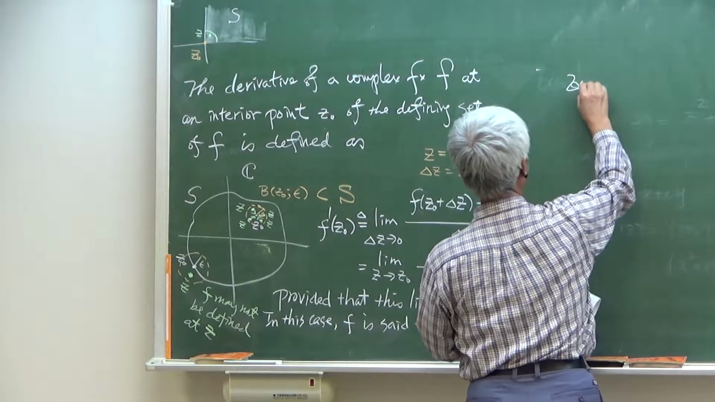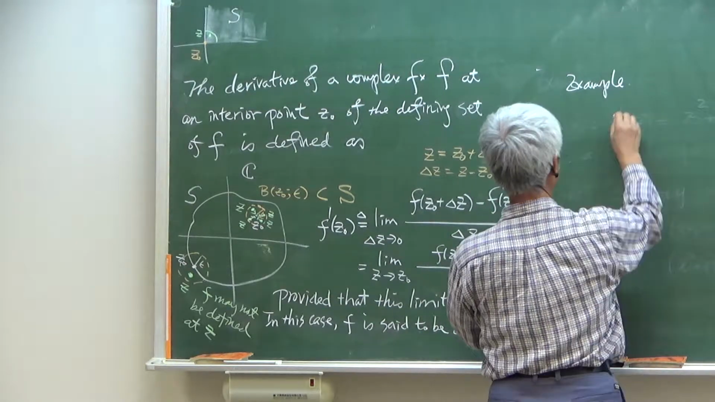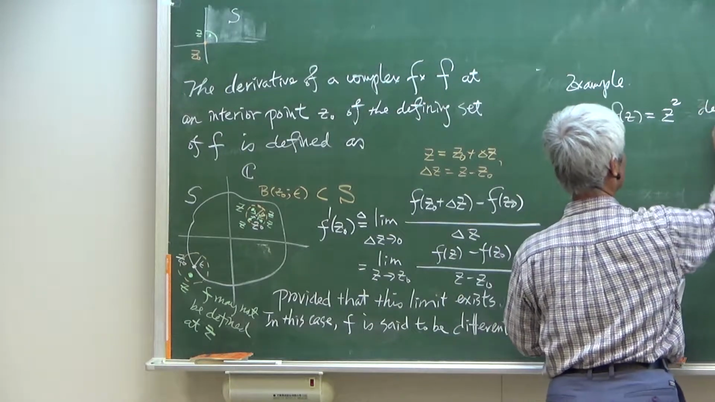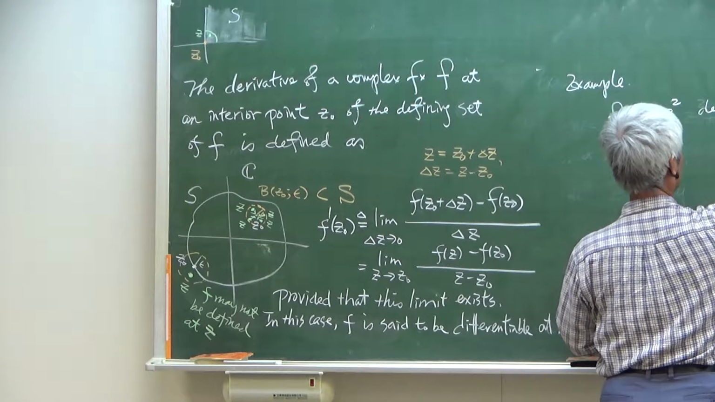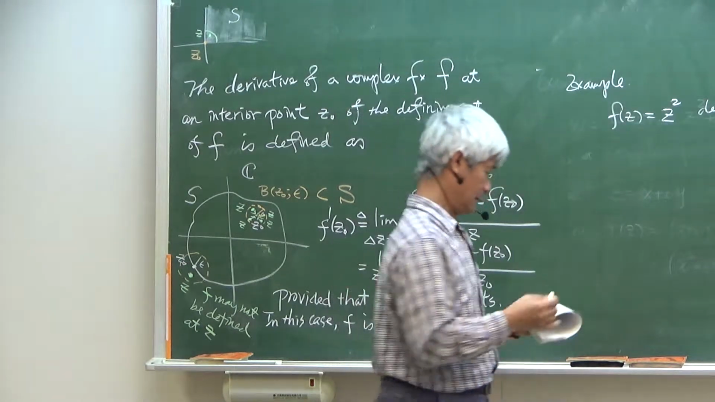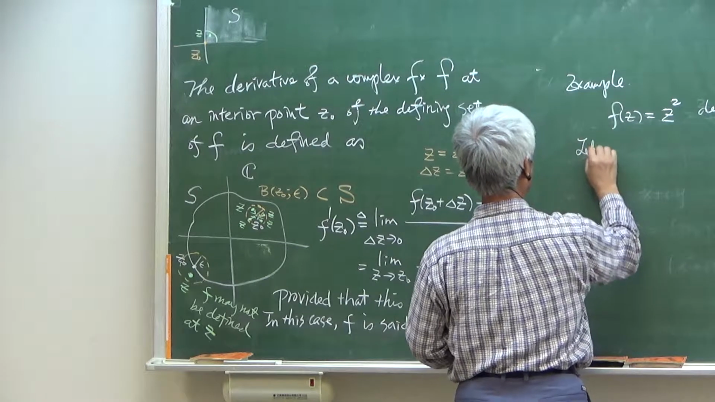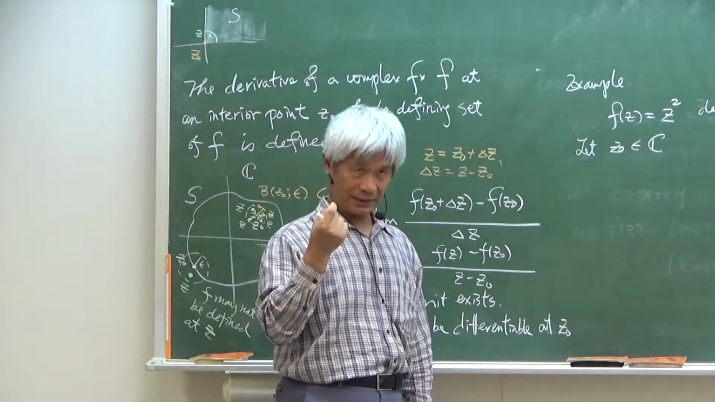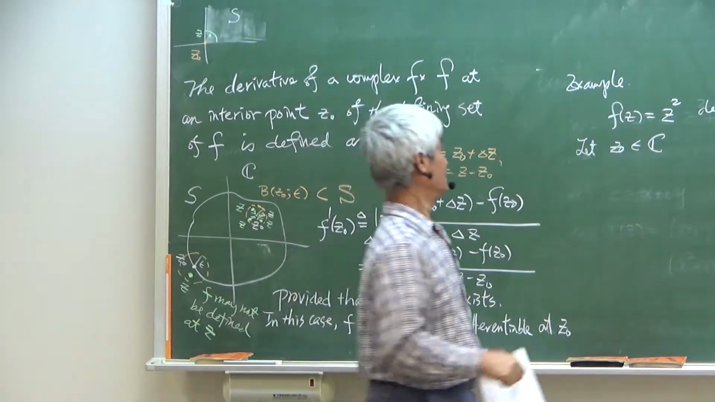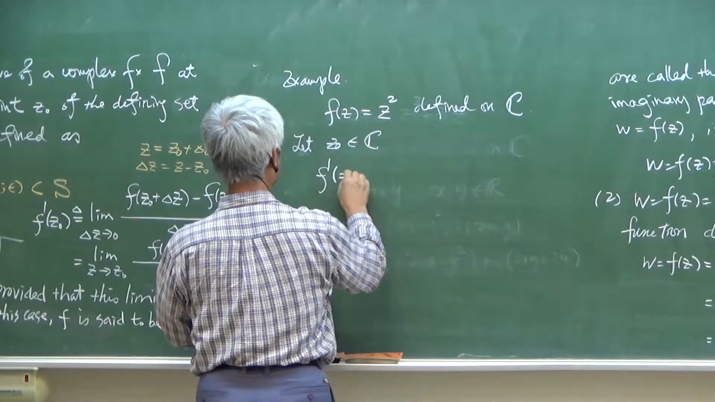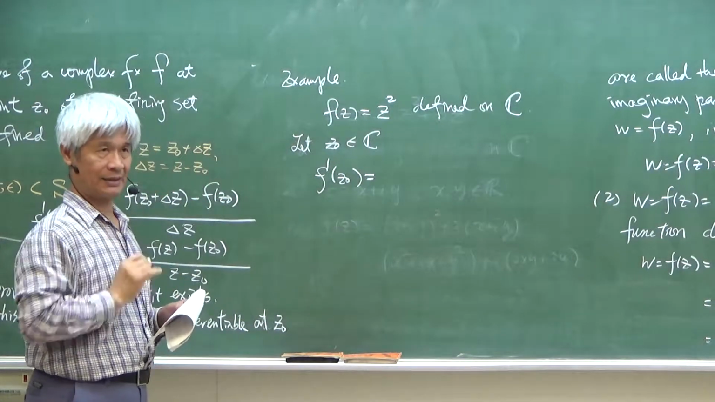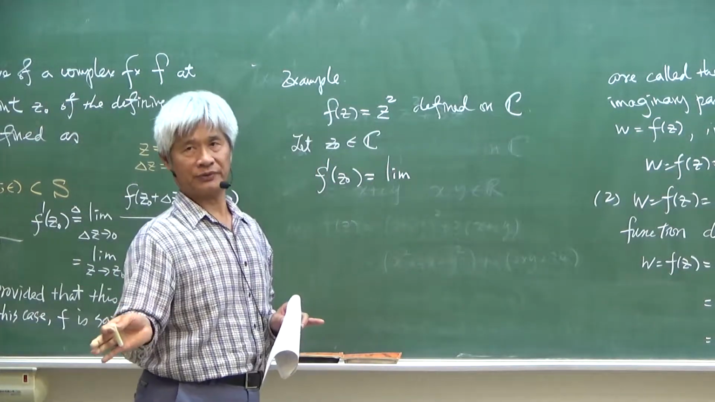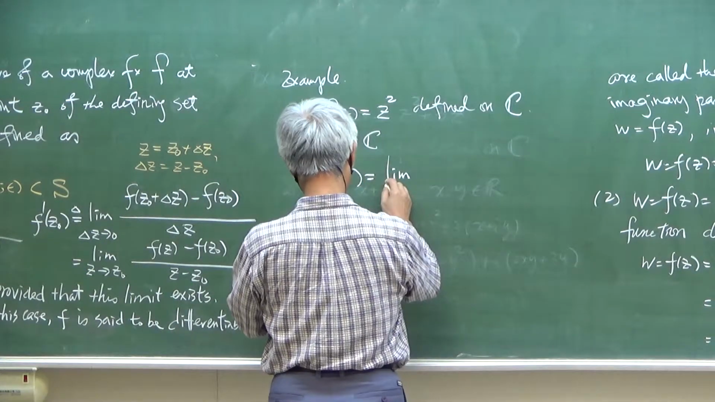Okay, so let's take an example to find the derivative. Suppose f is a monomial, f(z) = z squared, and so the defining set is the whole complex plane. Okay, and so we let z0 be any point, so z0 is an interior point of the defining set. And so we try to find the derivative of f at z0. We just presume that the limit exists, but we try to find it. Otherwise, we are unable to do that.